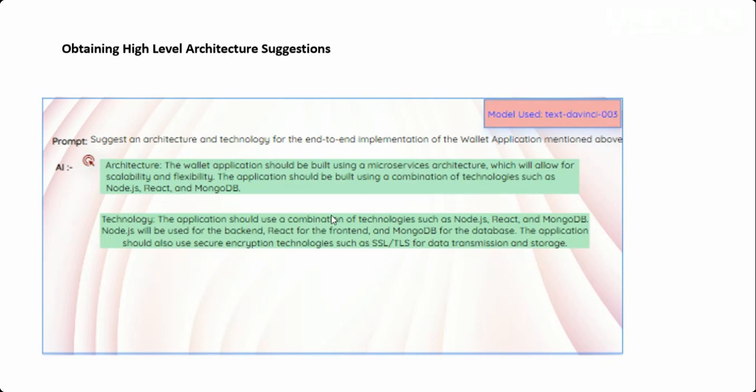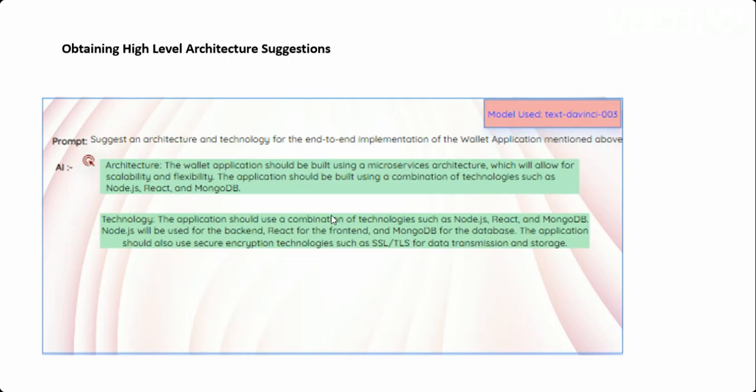And next, high level architecture design. In the design phase we should also work at the high level, like suggesting an architecture and technology for end-to-end implementation of the application mentioned above. Whatever we have mentioned, like the payment wallet method we have given, how the architecture should look and what we have to use. It is telling you to use microservices architecture because it will give you more flexibility and scalability.